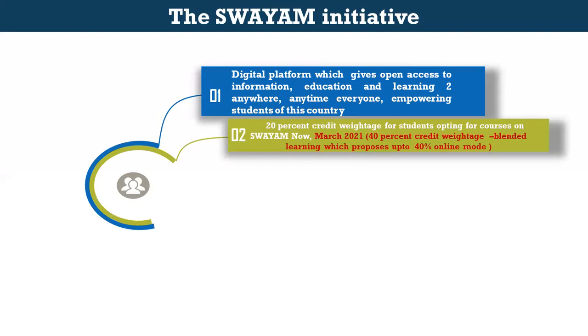So again, we need to look into the guidelines from 2016, as well as the credit framework guidelines released by the University Grants Commission. Under these guidelines, up to 20% of the credit can be allowed through Swayam.